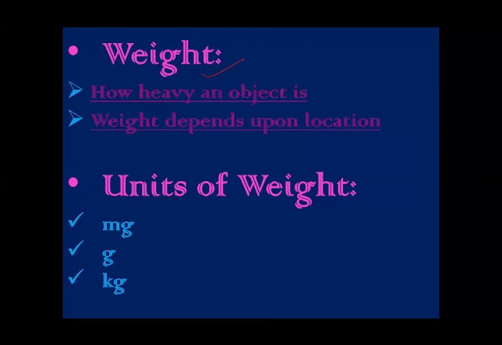How will we define weight? It is represented as how heavy an object is. It is represented by the heaviness of an object, which can be shown with the help of an example.